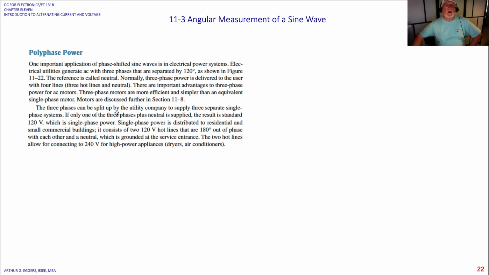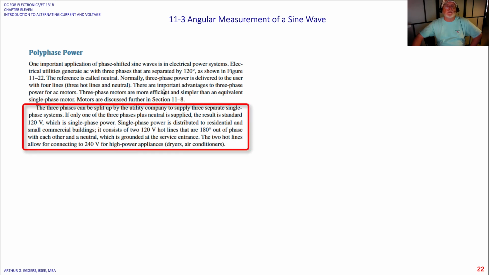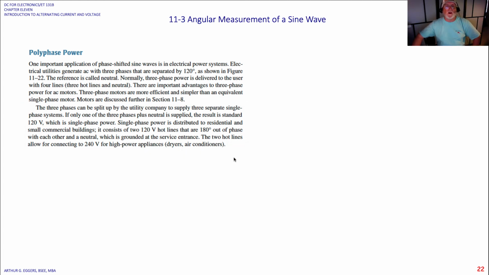Polyphase power, multiphase, three-phase, however you want to think about it. Typically, your power down the distribution line into your home for residential power is three-phase power. How it's broken up into your neighborhood is based upon each one of these three phases being delivered to a home.